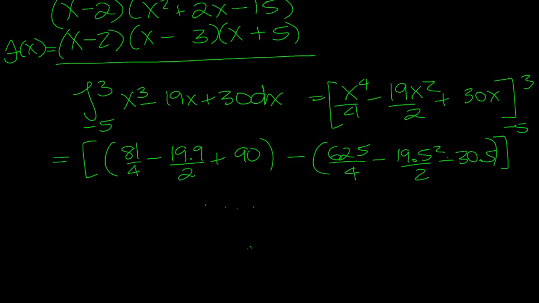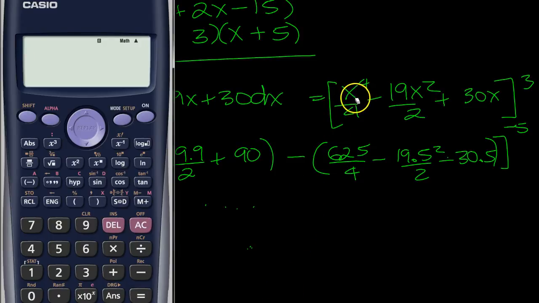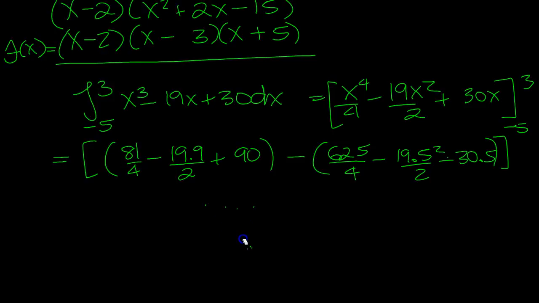So I'm going to use a calculator here for 3. I'm going to put 3 to the 4 in, divided by 4, minus 19 times 3 squared, and divide that by 2, plus 30 times 3, which is 24.75. So I'm going to write that in as that part.